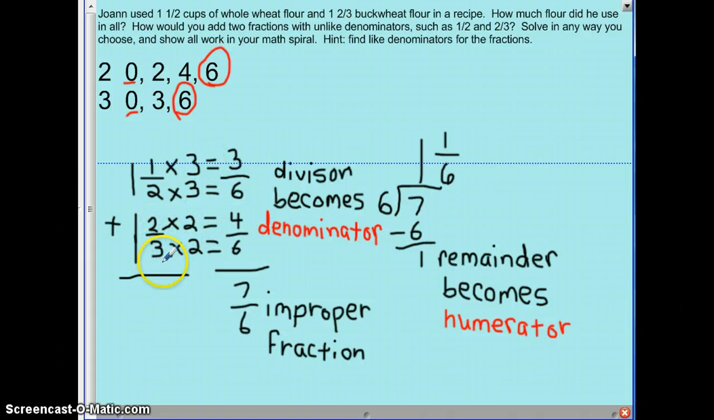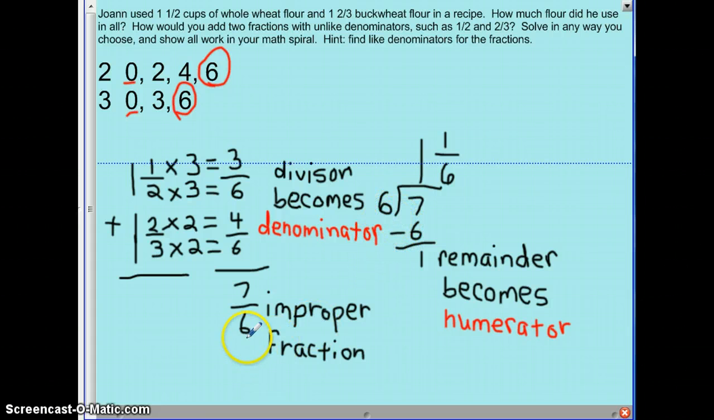Next, I put 2/3 across from 6. 3 times what gives me 6? The answer is 2. So I multiplied my denominator by 2, and of course my numerator by the same number. Okay, so far I have 1 and 3/6 and 1 and 4/6. Oops, now I have 7/6, because I added the numerators. So now I have to take this improper fraction and turn it into a mixed number.